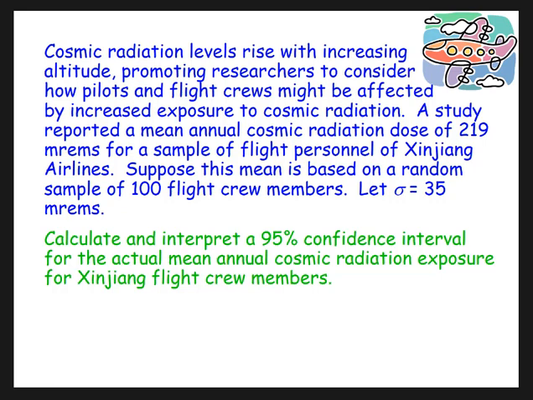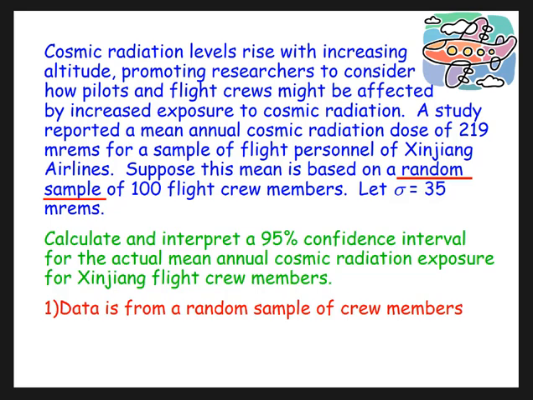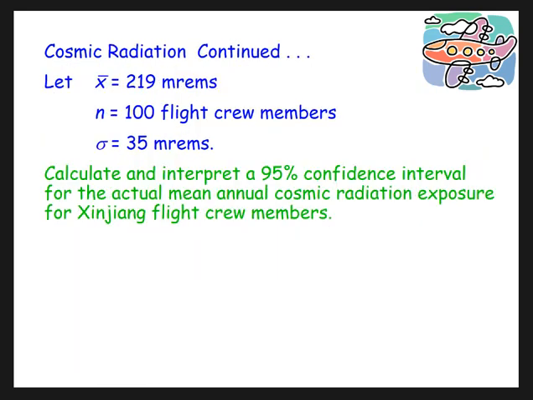Calculate, and interpret, I should say, a 95% confidence interval for the actual mean annual cosmic radiation exposure for X-Injing flight crew members. So we need to verify the conditions are met. First of all, it is a random sample. The size is greater than 30, and the population standard deviation is known.